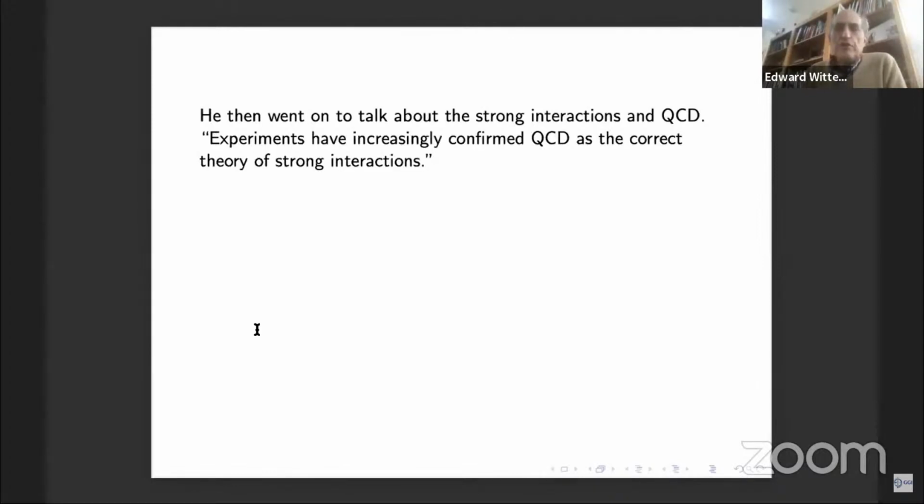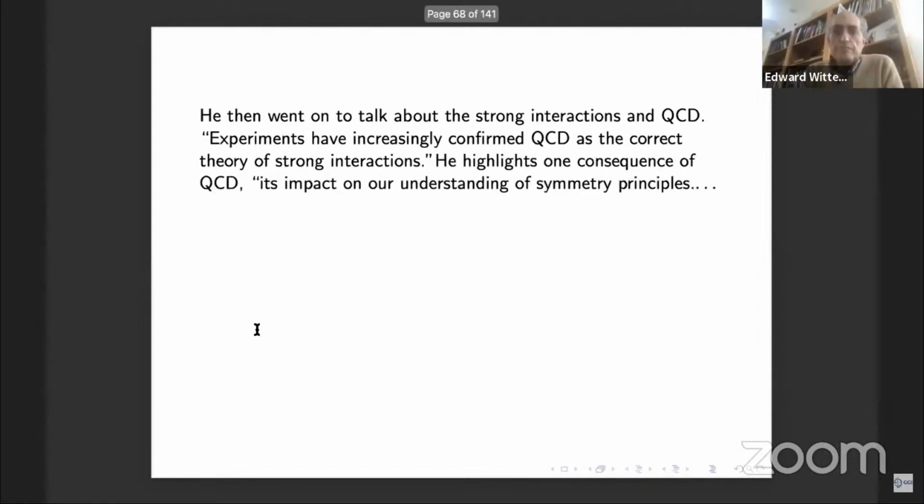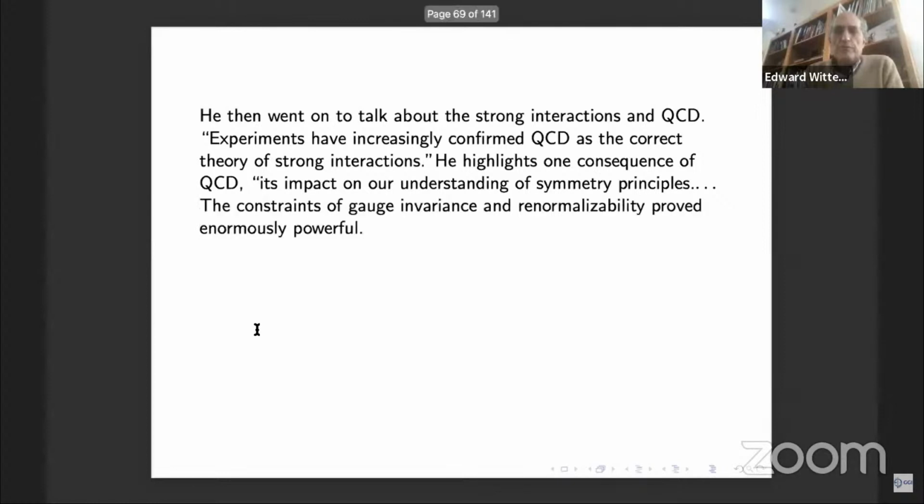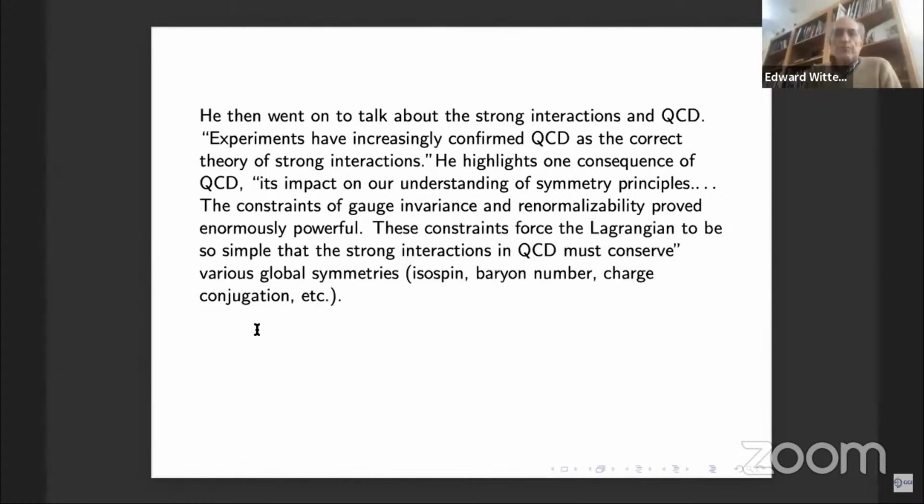So experiments increasingly have confirmed QCD as the correct theory of strong interactions. Although the experimental tests were impressive by 1979, when he gave this lecture, of course, they are nothing compared to what we have today. But then he highlights one consequence, which also was discussed in some detail by Howard. It's the impact of QCD on our understanding of symmetry principles. The constraints of gauge invariance and renormalizability proved enormously powerful and forced the Lagrangian to be so simple that the strong interactions, as described by QCD, have to conserve a lot of global symmetries that are not exact symmetries of nature. Here's some of them.